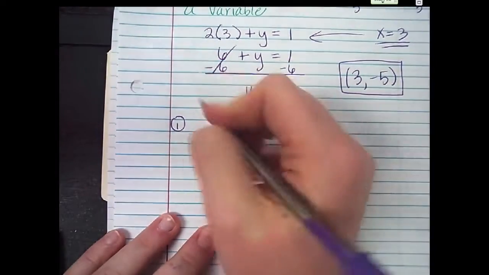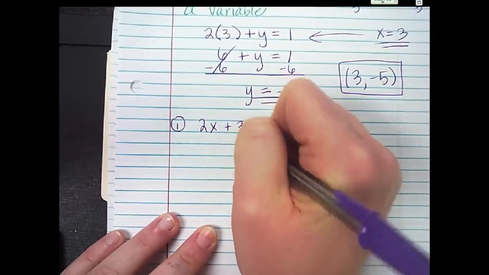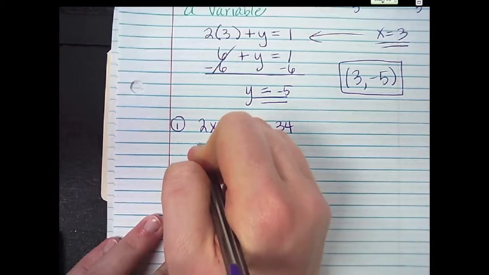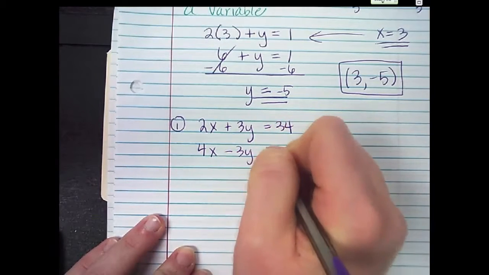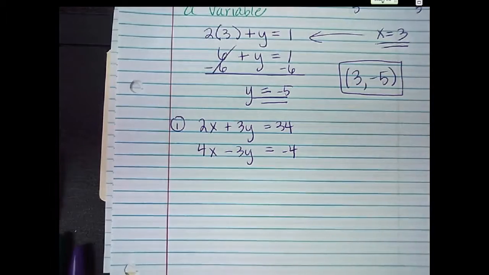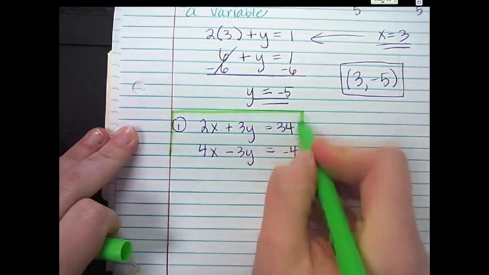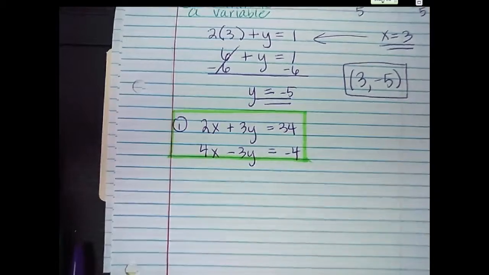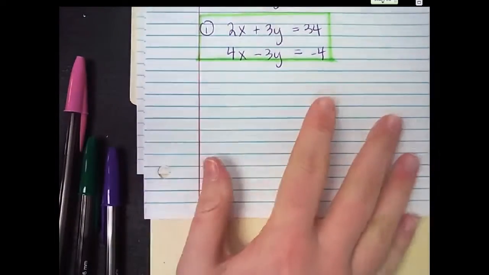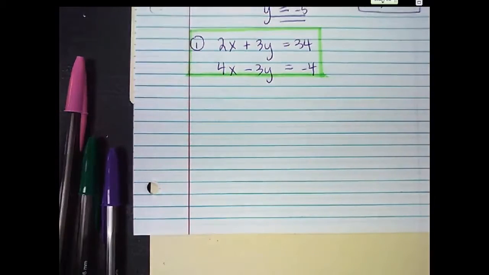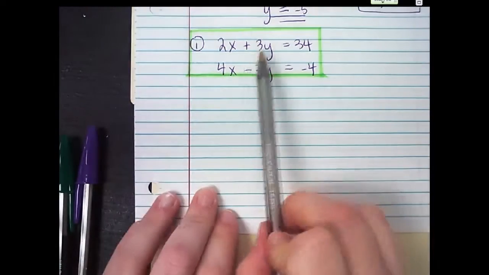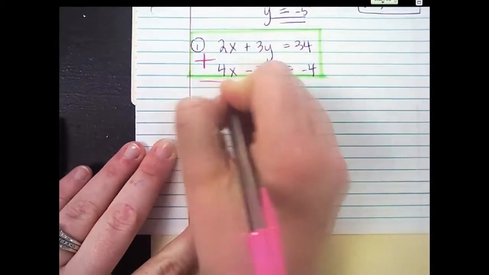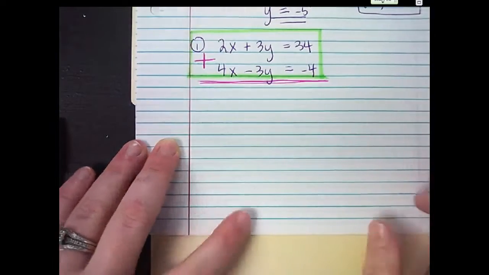Number 1. 2x plus 3y equals 34. 4x minus 3y equals -4. You're looking for, is there a variable I can eliminate? Yeah, the y's are already set up for us. Positive 3y, negative 3y. So I'm just going to put a big plus sign right here and make this one big math equation, or addition problem, I guess.